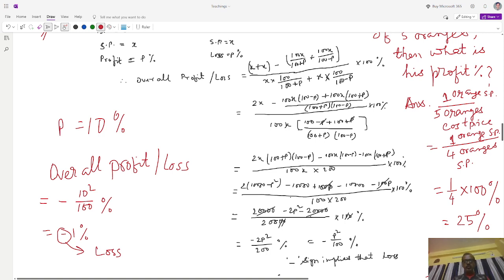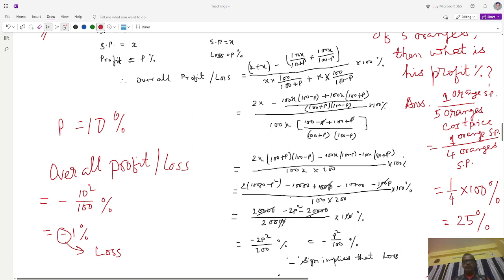So you will go through the simplification with patience and you will reach the final expression. You need not memorize this expression. If you memorize, then there is a chance to forget. Okay.